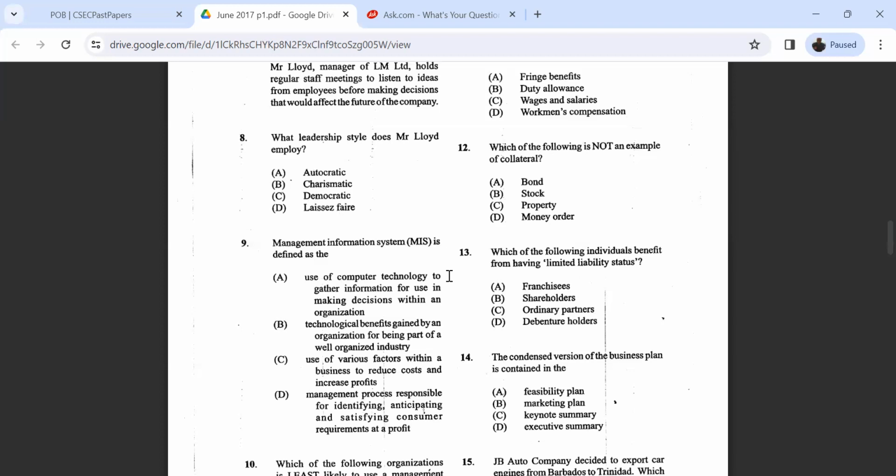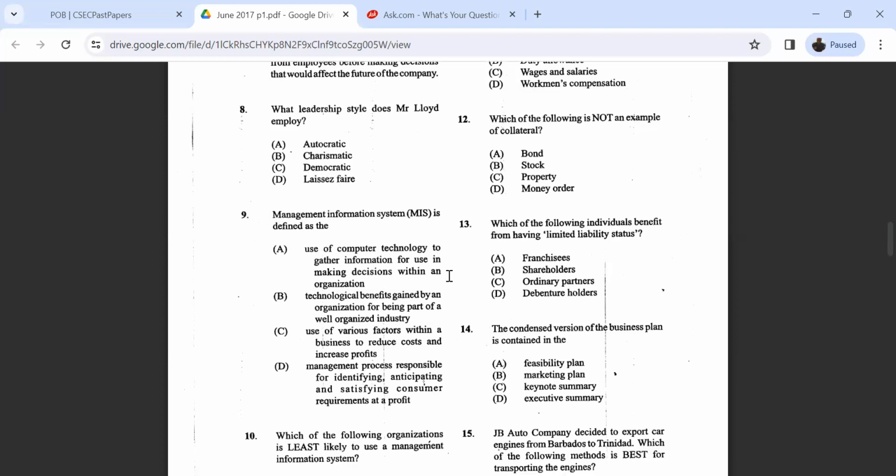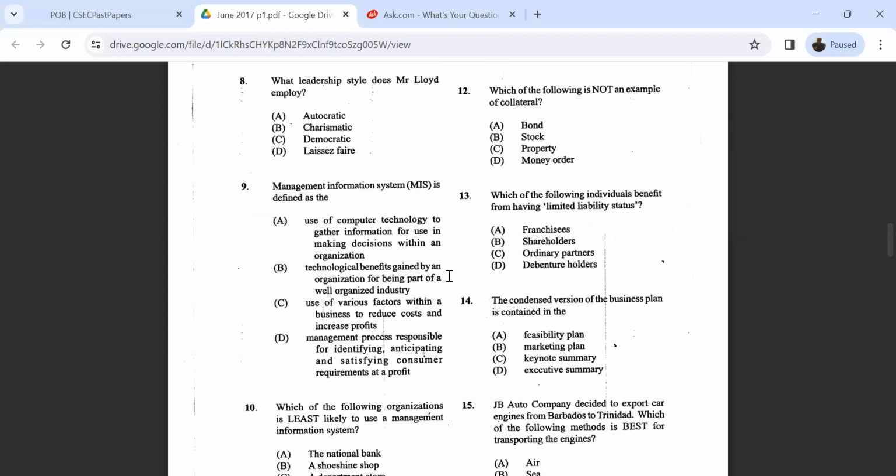Homework, find out what a bond is, right? The answer is D, a money order. A money order is a form of payment. You can't use a method of payment as collateral, right? Stocks, bonds, and property can be used as collateral. I want you for homework to tell me what a bond is, and how it differs from stock.